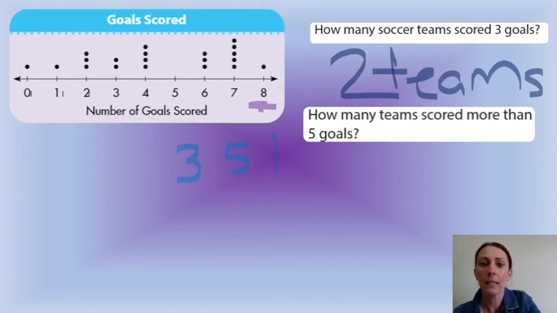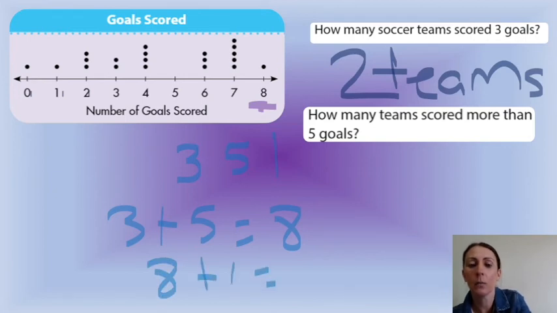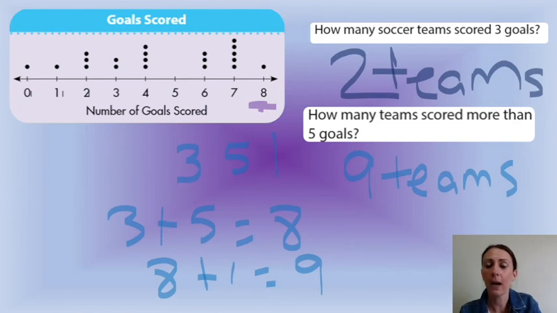We have 1 dot. What am I going to do with all of those numbers? The 3, the 5, and the 1. Right, I have to add them together. So 3 plus 5 equals, yell it out, 8. And then 8 plus 1 equals 9. Right, so that means that there are 9 teams that scored more than 5 goals.